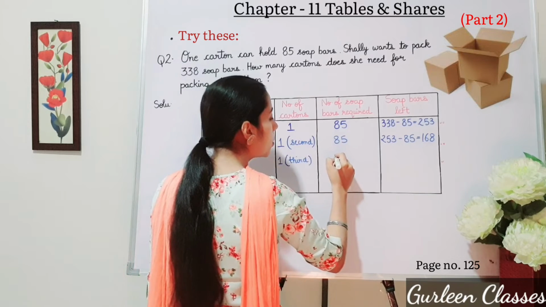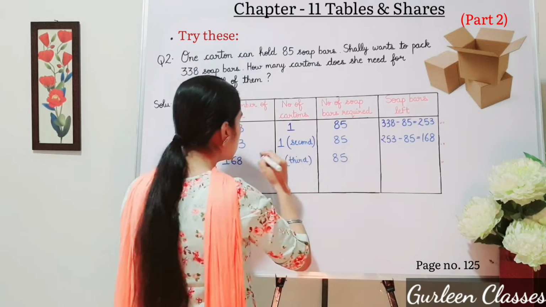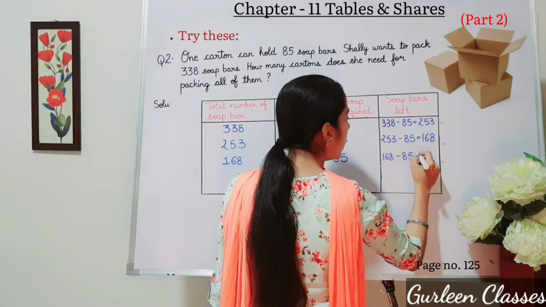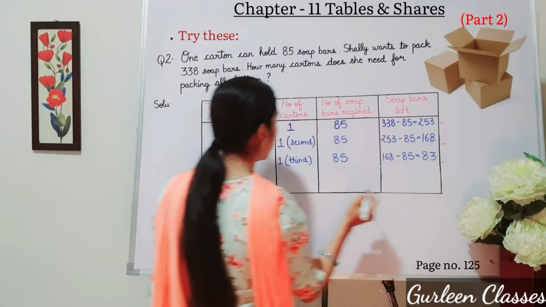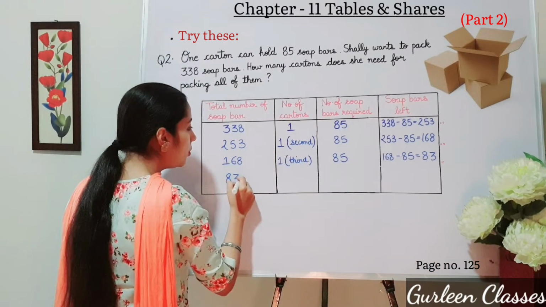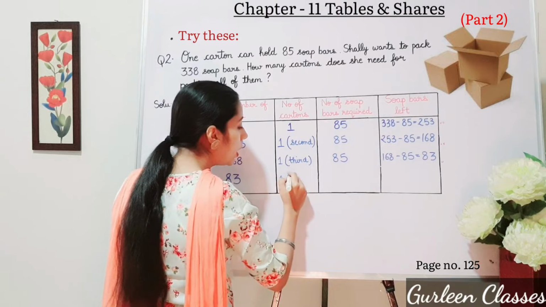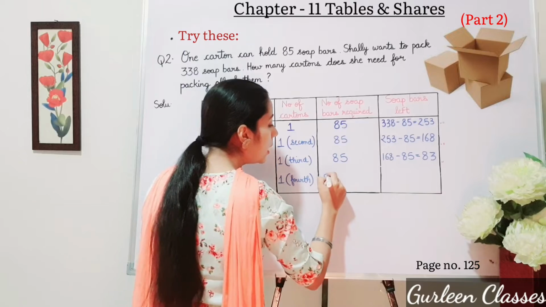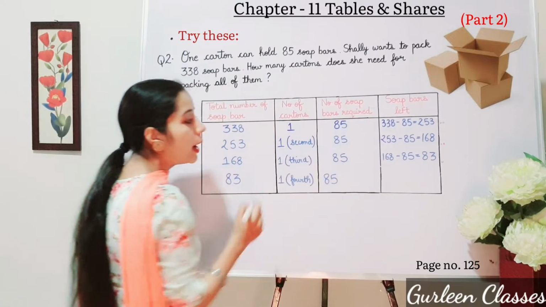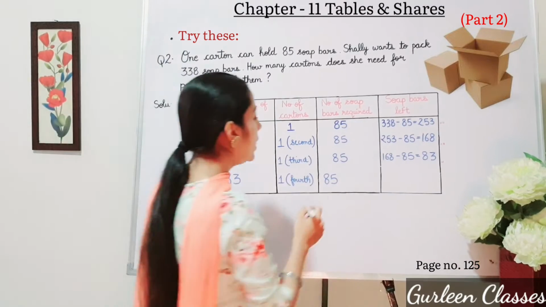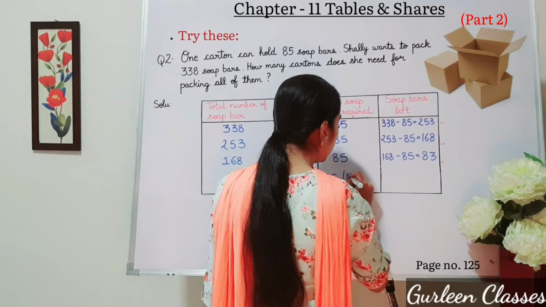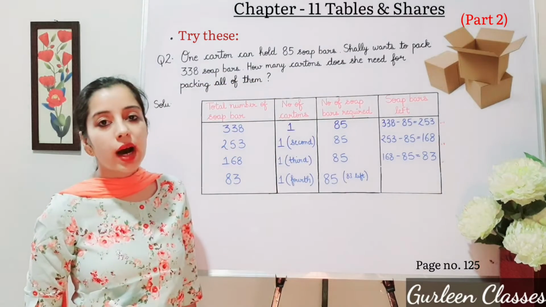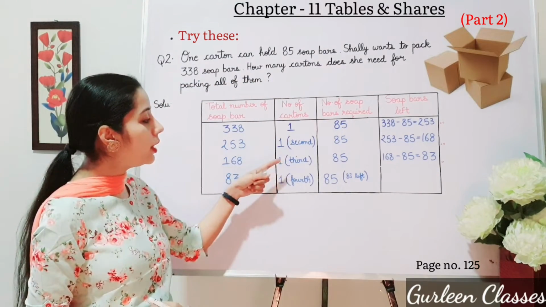And number of soaps required 85. So it will be 168 minus 85, that is 83. So write here 83 and its quantity will be 1 and it is fourth carton. So write here fourth. And here we require 85, but only 83 are left. So write here 83 left.